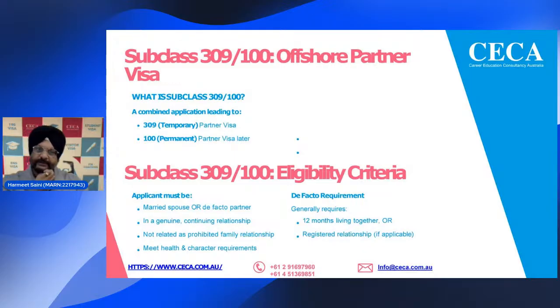So the fee has to be paid one time. And after 2 years, the department considers subclass 100, checking that your relationship is genuine and ongoing, and then they grant you this 100 visa, which is a permanent visa of Australia. So this is a combined application, and the main eligibility criteria: you must be married or in a de facto relationship with your sponsor, and the relationship must be genuine, of course, and continuing.